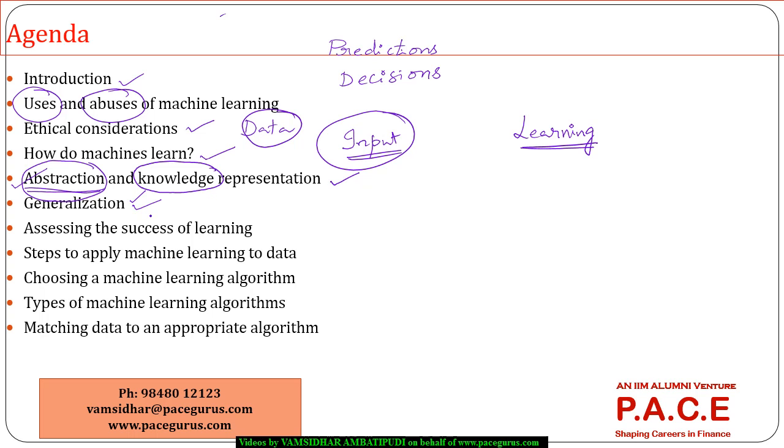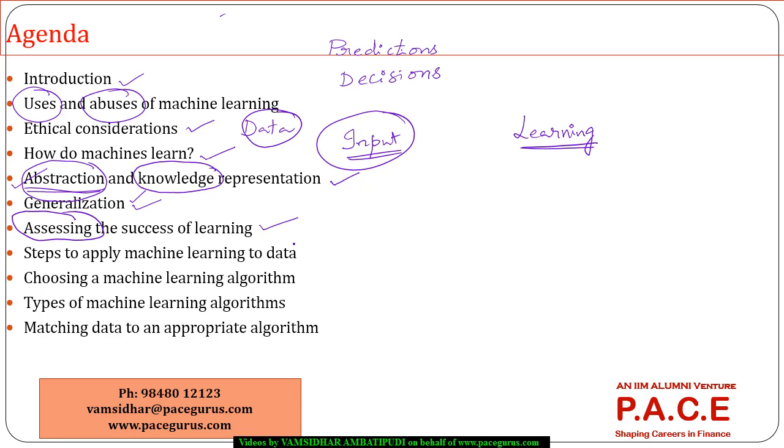it to new scenarios. So that's a similar aspect the machines also do. So we will talk about the abstraction as well as the generalization phases. How do I really assess whether the machine has really learned something better or not? So we need to do some kind of assessment whether the machine learning process is successful or not.